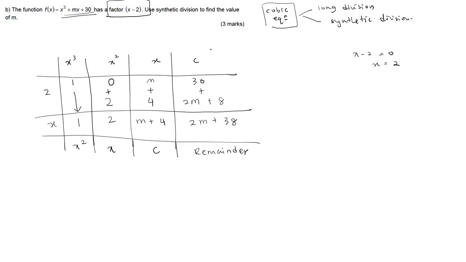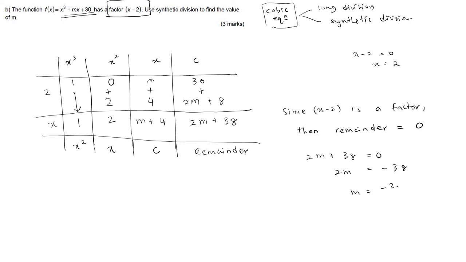Okay, the question is find the value of m. Okay, we have m over here. Since x minus 2 is a factor, then remainder will equal to 0. So this is our remainder. 2m plus 38 will equal to 0. Sebab dia kata x minus 2 ni is a factor. 2m equal negative 38. M equal negative 38 divided by 2. So m equal negative 19. That is the answer.